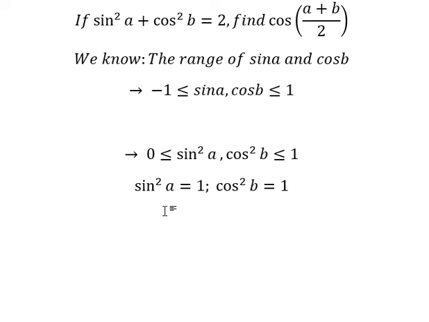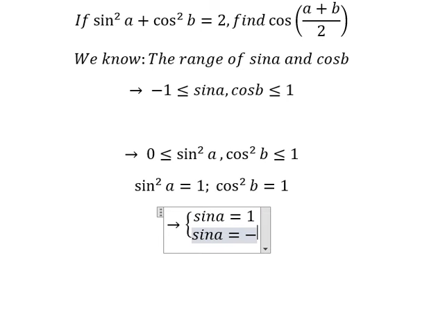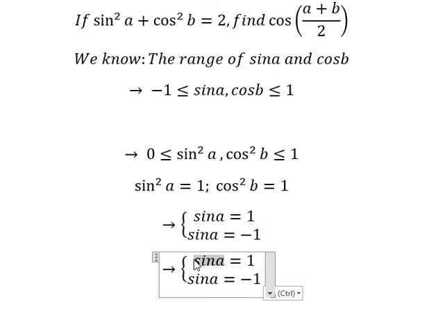So if we take the square root of both sides, we know that sine a will have two solutions. The first one is sine a equals 1, and the second one is sine a equals negative 1. Similar for cosine b. I just change this one in here.